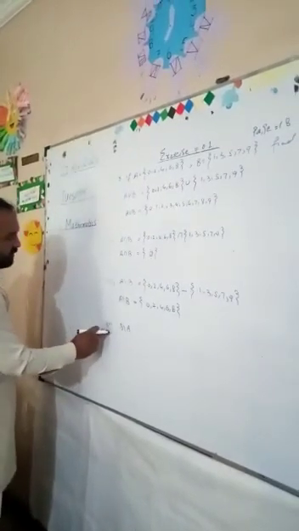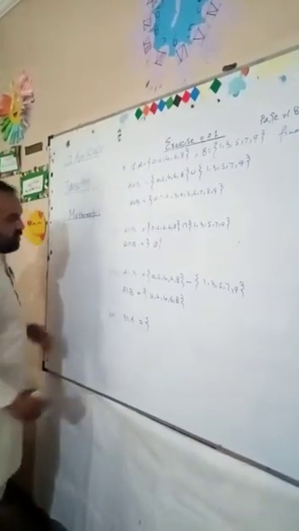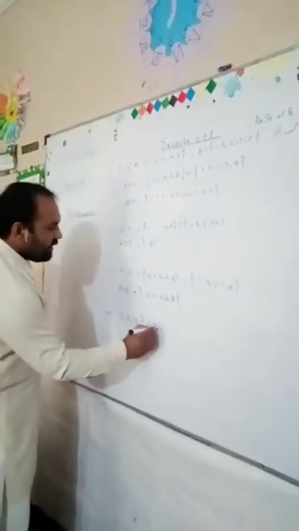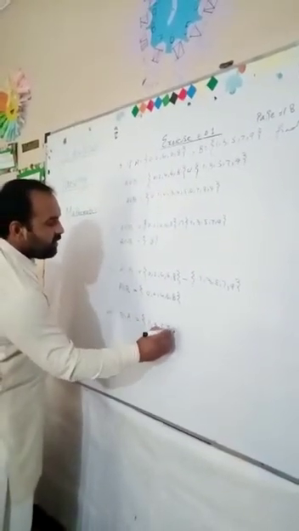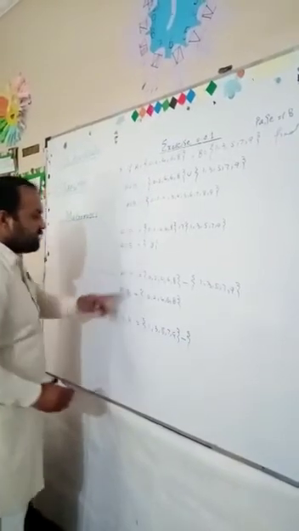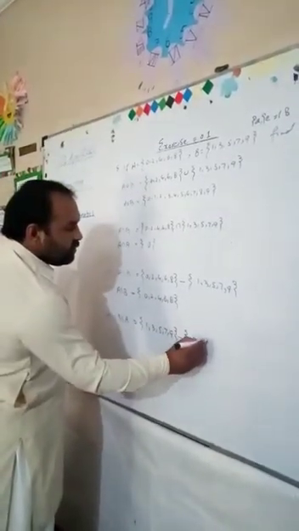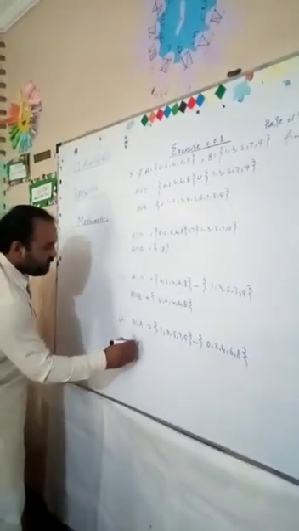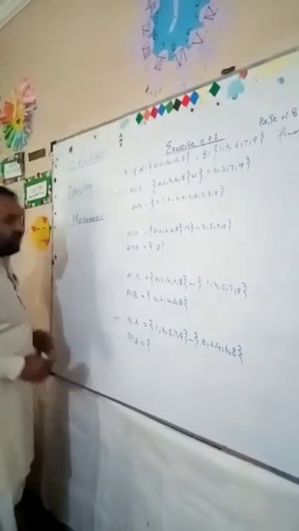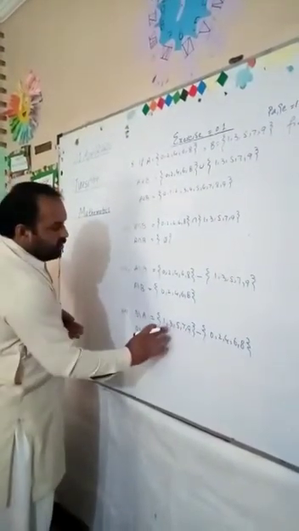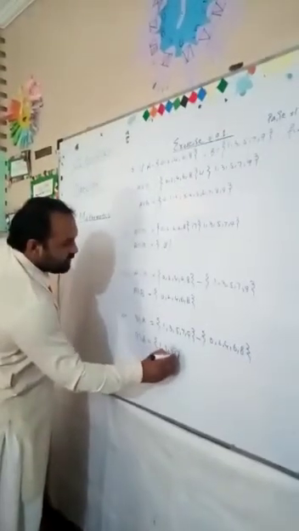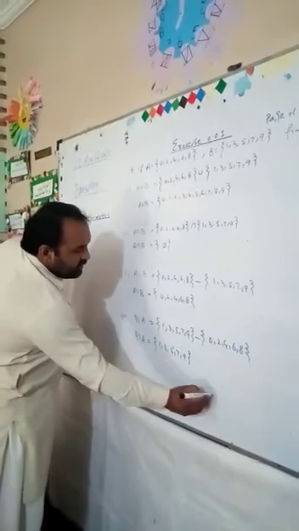Last, part number 4, B difference A. First the B set: 1, 3, 5, 7, 9. Difference, A set: 0, 2, 4, 6, 8. B difference A. Now write the answer. Look, no numbers are common in the two sets, so the answer is 1, 3, 5, 7 and 9.